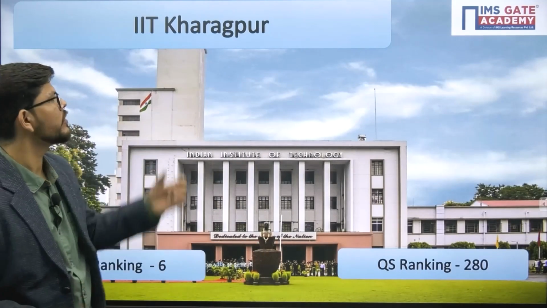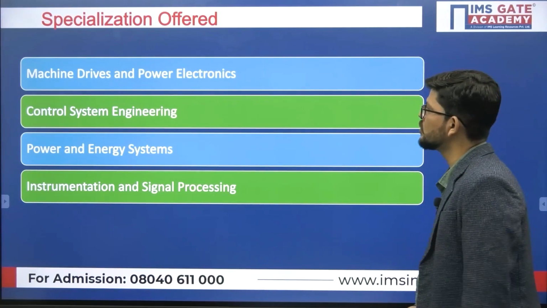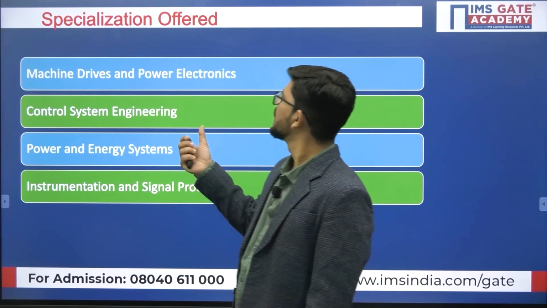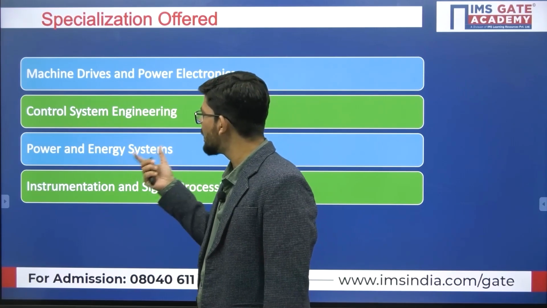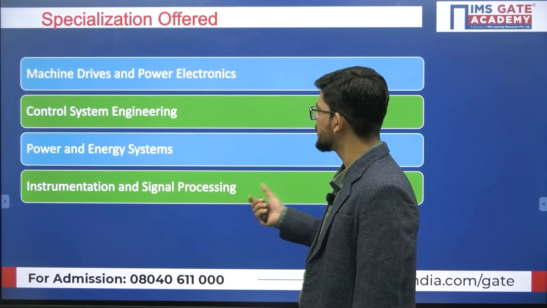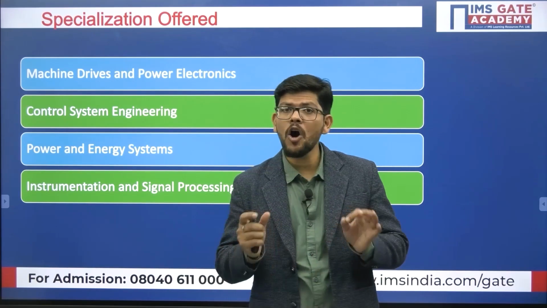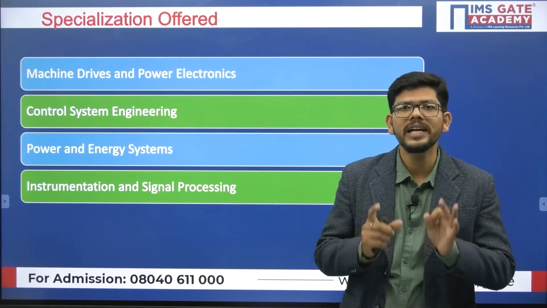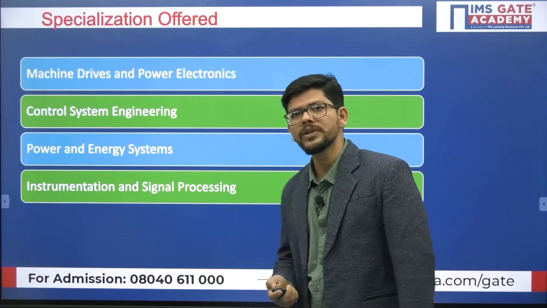After IIT Kanpur there is IIT Kharagpur in the QS ranking. Now talking about the specialization: machine drives and power electronics, control system engineering, power and energy system, and instrumentation and signal processing. These are all core specializations for electrical guys. So these are the specializations that IIT Kharagpur offers you.